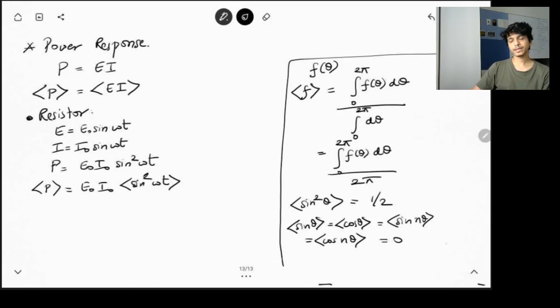This you can probably see intuitively because an integral is just the area under the curve. So if you are taking an entire sine wave or a cosine wave, then there's as much of the wave above the x-axis as there is below it. So the average has to be 0 in the end. So we're going to use these results. As you can see, we have the average of sine square of omega t. So when we integrate this over an entire period, we get half.